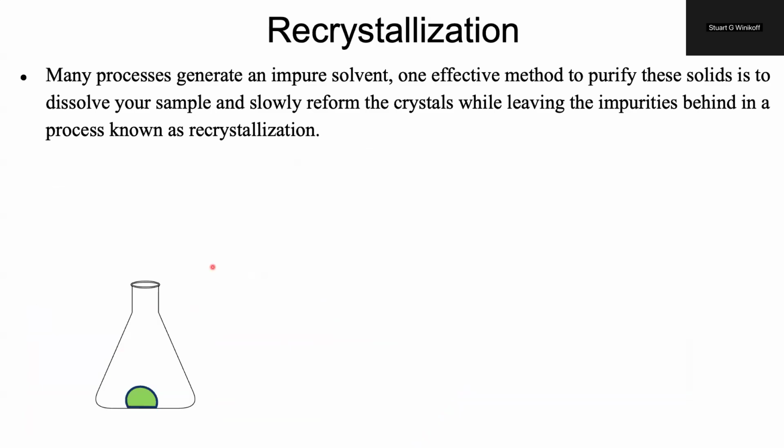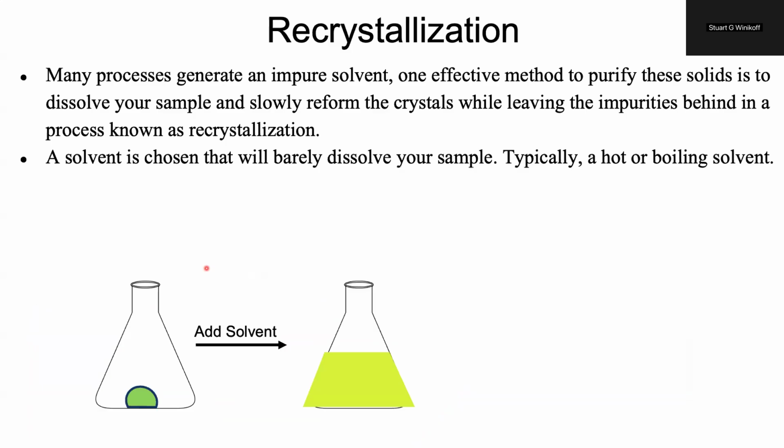Whenever we have an impure solid, one effective way to try and purify it is to slowly dissolve your sample. When I slowly dissolve my sample, I can leave the impurities behind in the solvent by recrystallizing it. And this whole process is known as recrystallization.